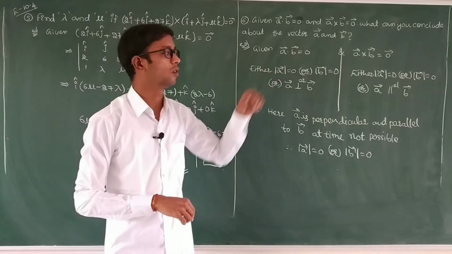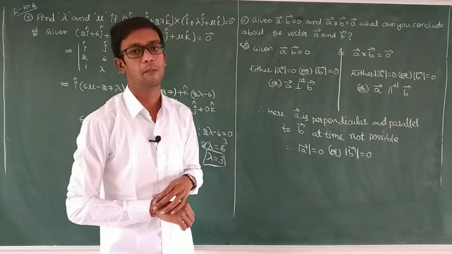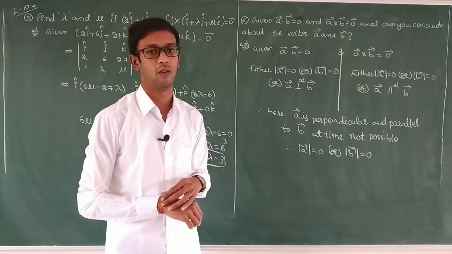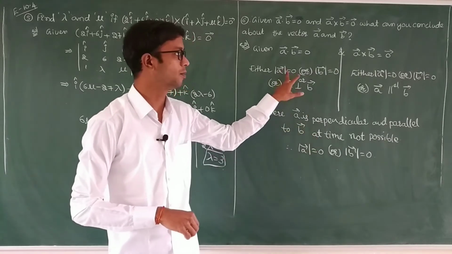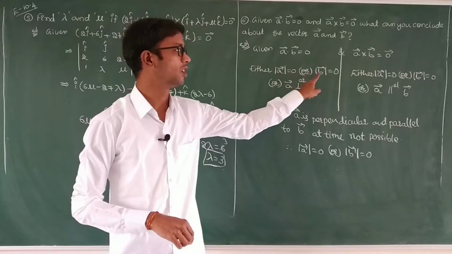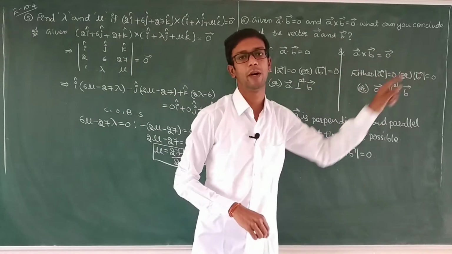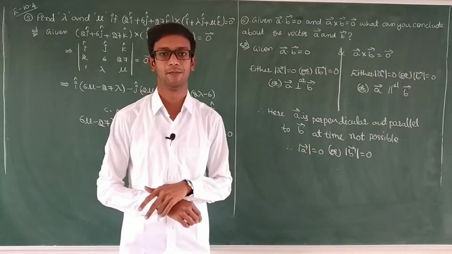So what can we conclude? a bar is a 0 vector or b bar is a 0 vector. We can conclude that at a time it is not possible. So what are the possible values? a bar equals 0, b bar equals 0. So that is the only answer.